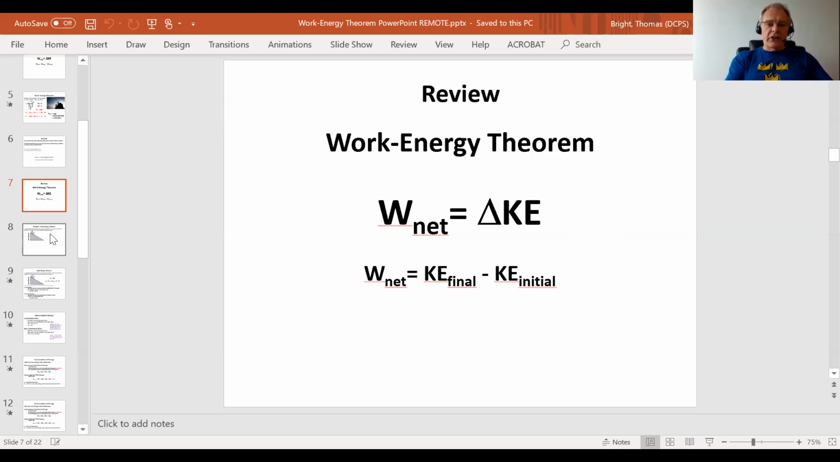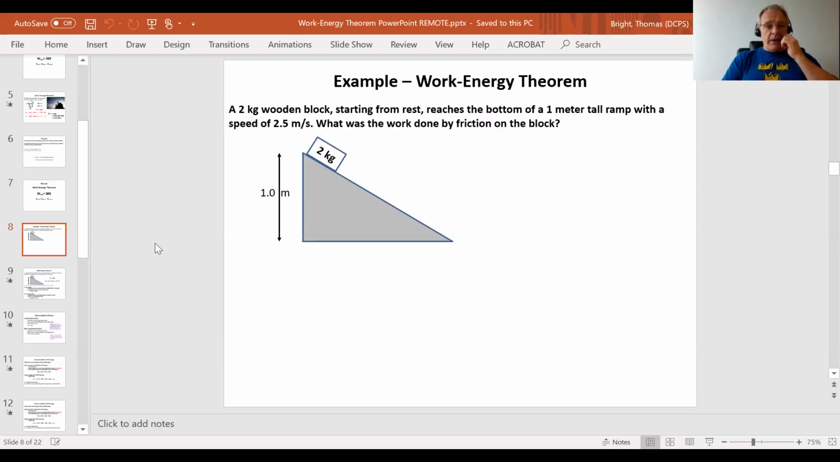But just as a quick example of what we did last week, suppose that you have a 2 kilogram wooden block starting from rest at the top of a ramp. The ramp itself, we don't know about the angle, but the ramp itself is 1 meter high. When it gets down to the bottom, it has a speed of 2.5 meters per second. And the question is, what is the work done by friction on the block as it slides down the ramp?